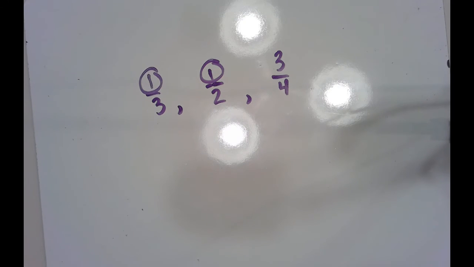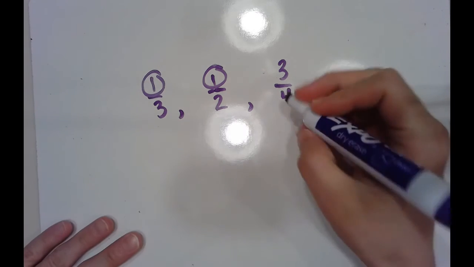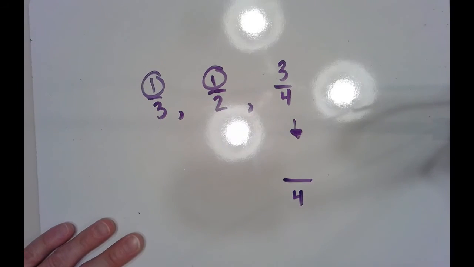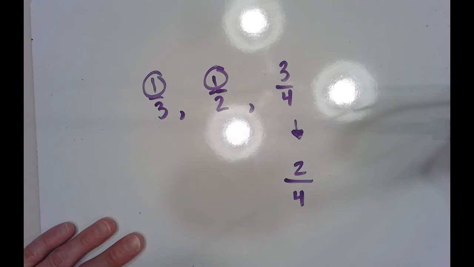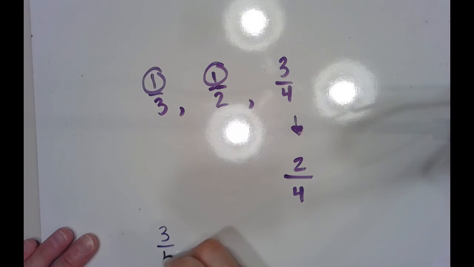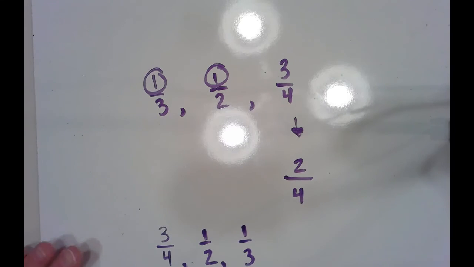But now we need to figure out where 3/4 fits in. So when I think about 3/4 and I compare it to the benchmark fraction, I know that 2/4 is equivalent to 1/2. And 3/4 is greater than that. So that tells me that 3/4 is greater than 1/2. So I can put these in order. 3/4 would be the greatest fraction. 1/2 comes next, and then 1/3 comes last.